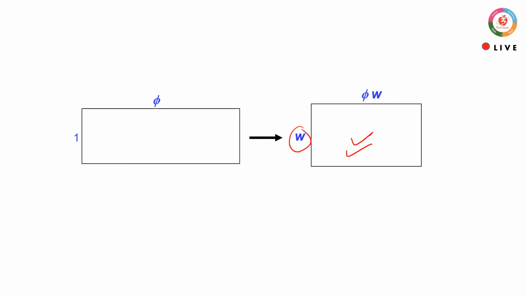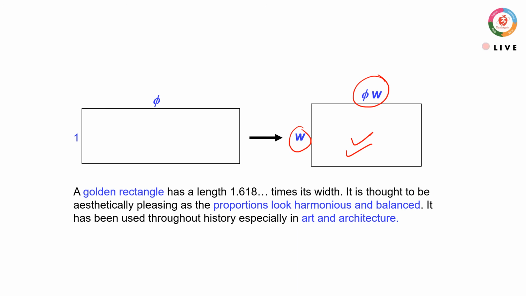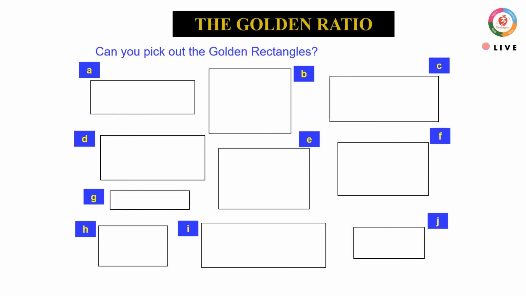Now, there is a golden rectangle. If the ratio of the sides is such that the length is phi times its width, then that rectangle is known as a golden rectangle. In a survey, when people were given rectangles of all different sizes, the golden rectangle was picked by most of the people as the most beautiful.